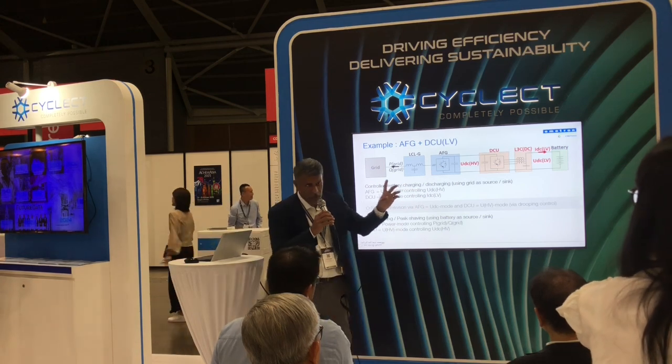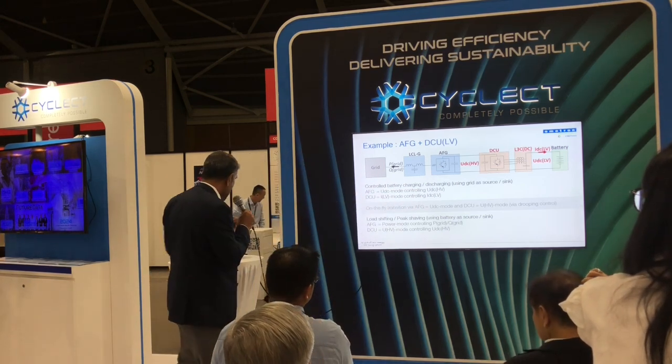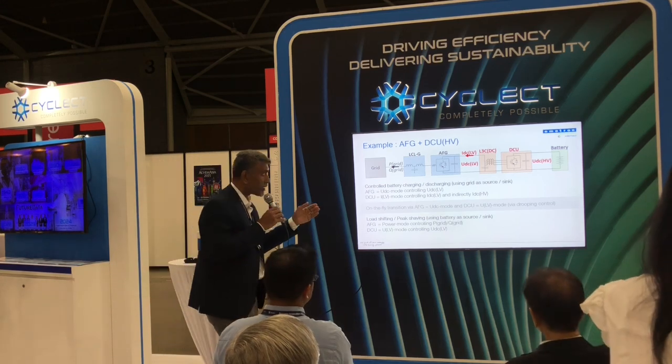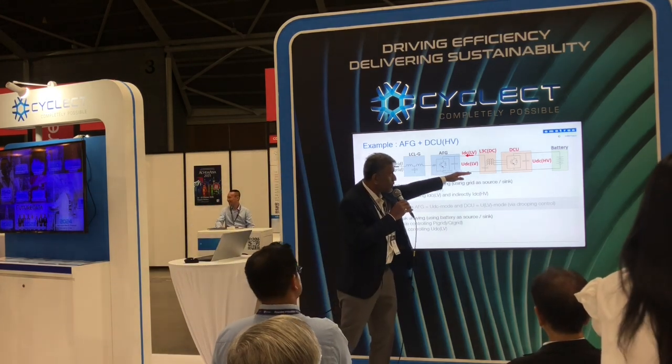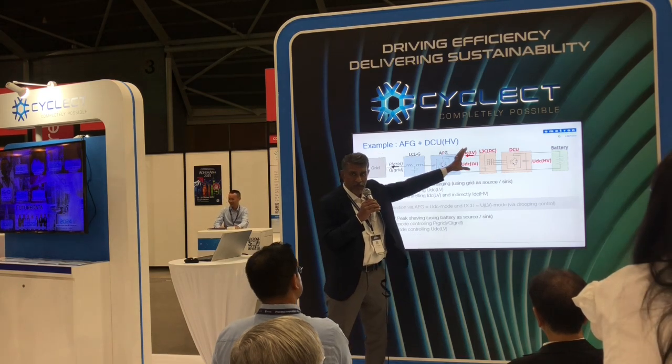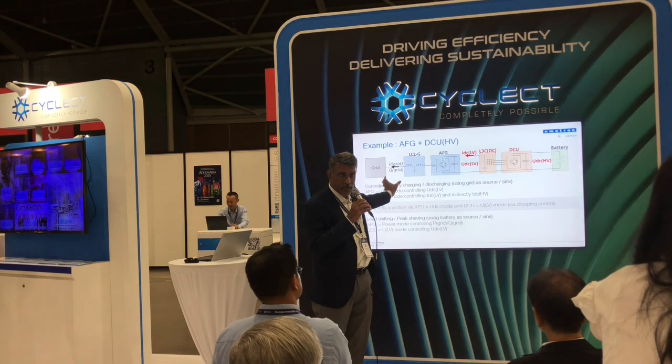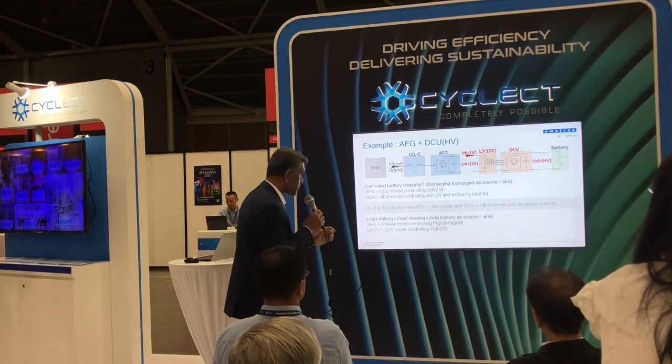Now this is a case when you have a low voltage battery. Now imagine you have a case when you have a high voltage battery. You can do the same thing. You can then pump the low voltage to a higher voltage, feed it to the battery, and when you don't have main supply, the battery can then give supply to the mains.